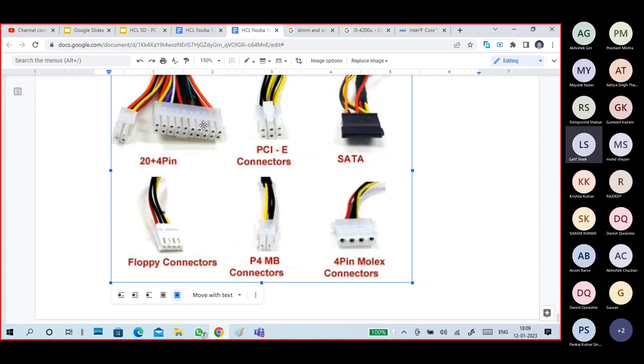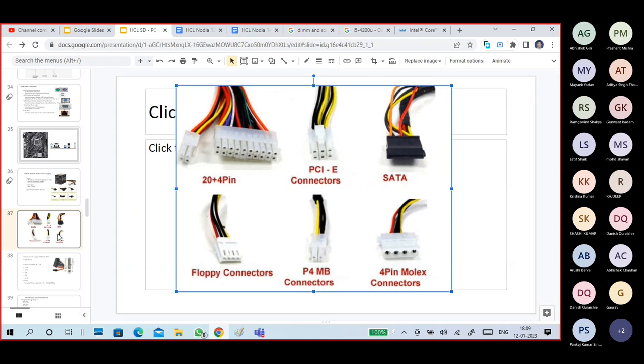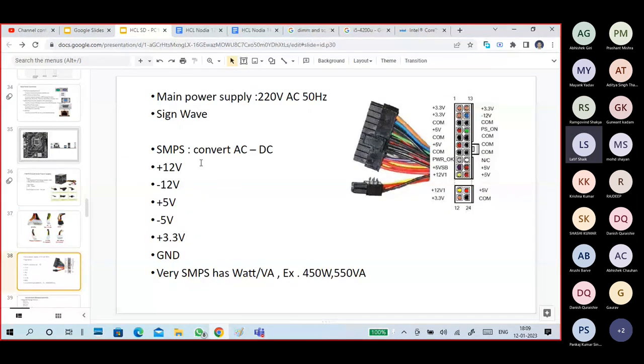Okay, this is another look. It is a 24-pin ATX power connector. This is a 6-pin motherboard direct connector. This is also a 4-pin connector, Molex connector, and it is a SATA power supply connector. So yeah, this is the last one, guys.